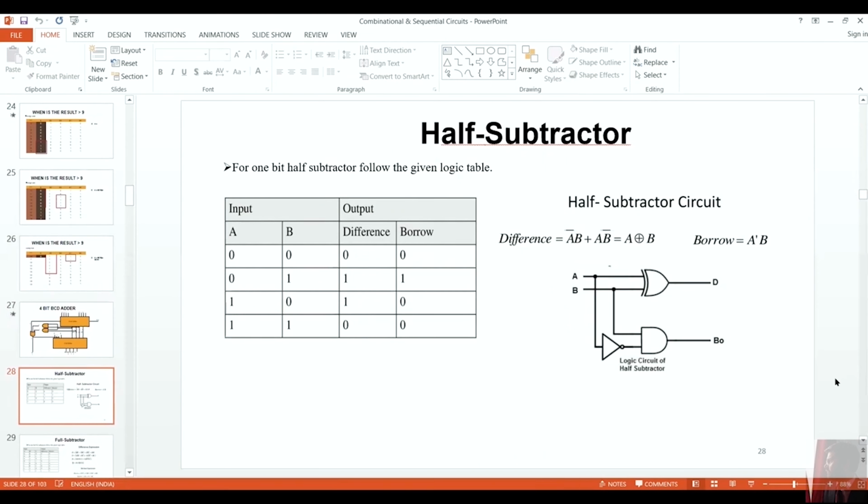This is a half subtractor. Again, very simple half subtractor. You know very well that 0 minus 0 is 0, 0 minus 1 is 1 with borrow 1, 1 minus 0 is 1 with borrow 0, and 1 minus 1 is 0 with borrow also 0. So you can also solve it through K map, right?